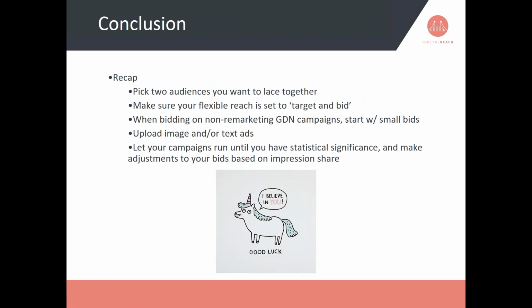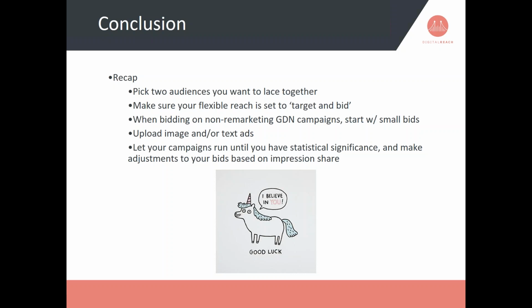Wrapping up here, just a recap on what we went over. So first and foremost, pick 2 audiences that you want to put together, one interest and one content targeting audience. Put those 2 together. Make sure your flexible reach is set to target and bid. You do not want it to be set to bid only, otherwise this method won't work.